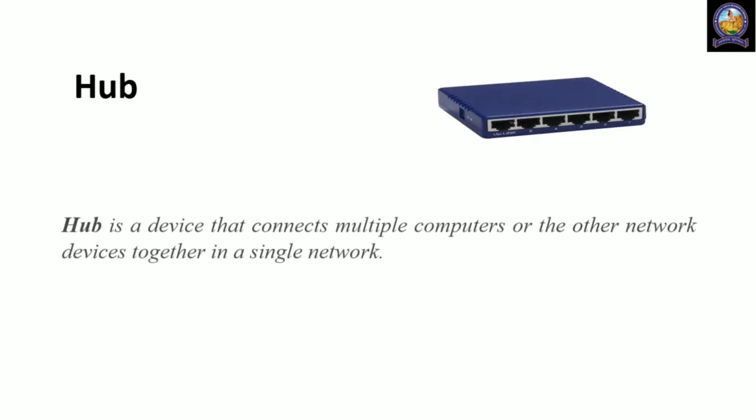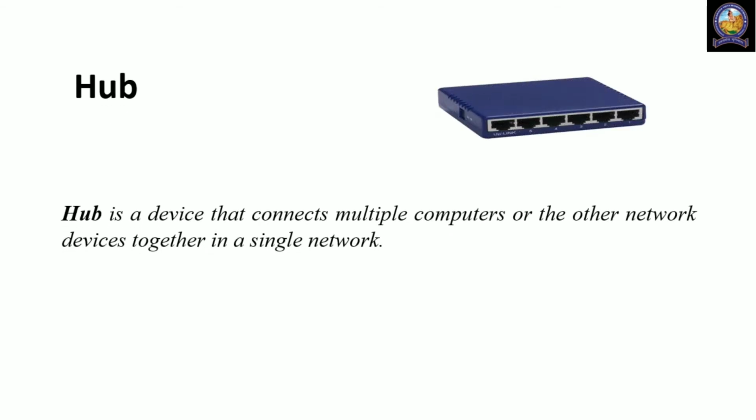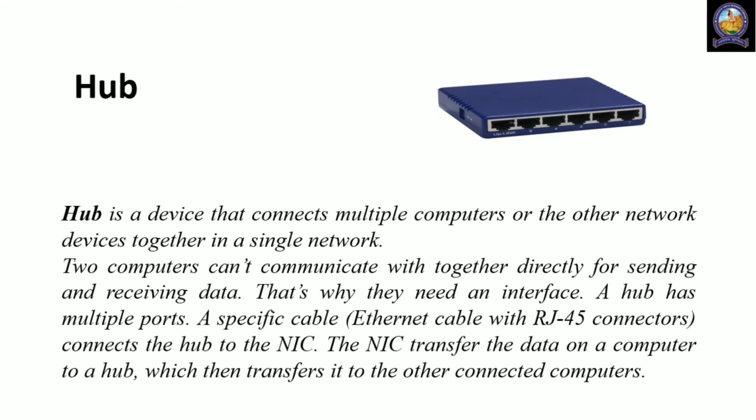Hub. Hub is a device that connects multiple computers or other network devices together in a single network. Two computers can communicate together directly for sending and receiving data. That's why they need an interface. A hub has multiple ports. A specific cable called an Ethernet cable with an RJ45 connector connects the hub to the NIC. The NIC transfers the data on a computer to a hub, which then transfers it to the other connected computers.